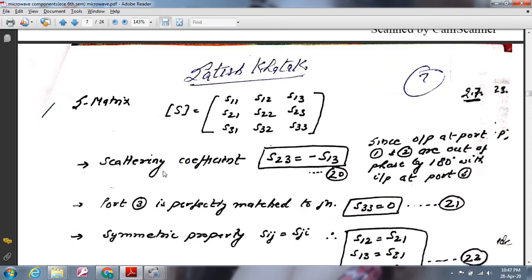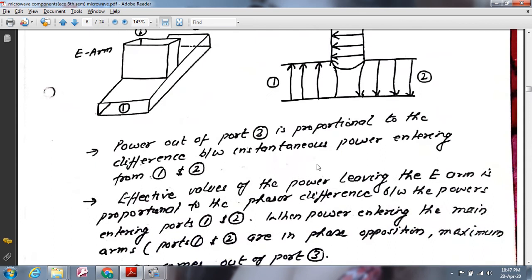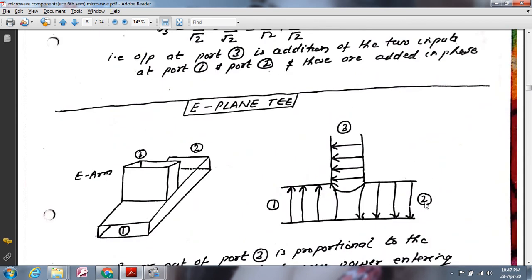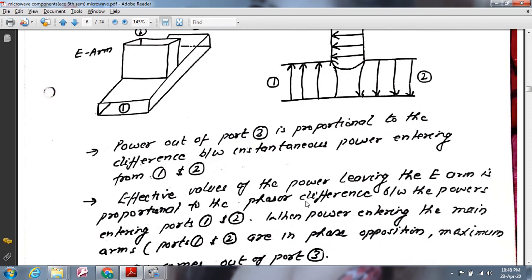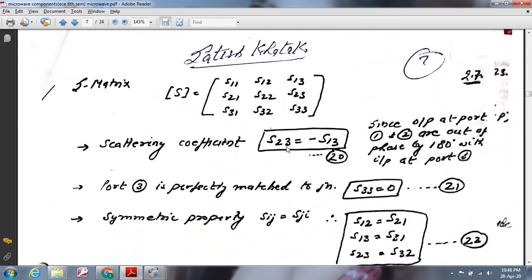Now the scattering coefficient S23 will be equal to minus S13. Now it means S23 will be equal to minus of S13, because here and here there is phase opposition. That is why we are saying S23 equals minus S13. Now let us consider this as equation number 20.